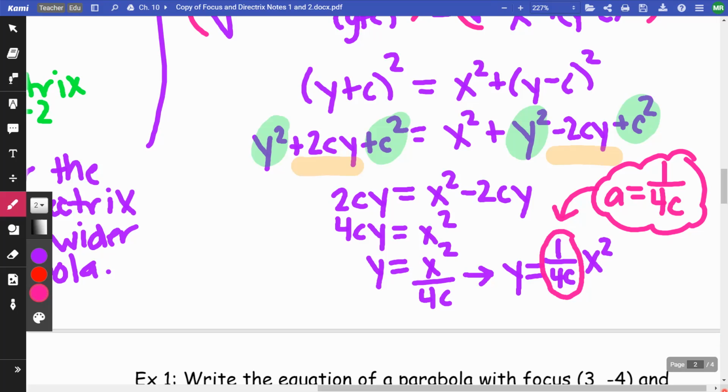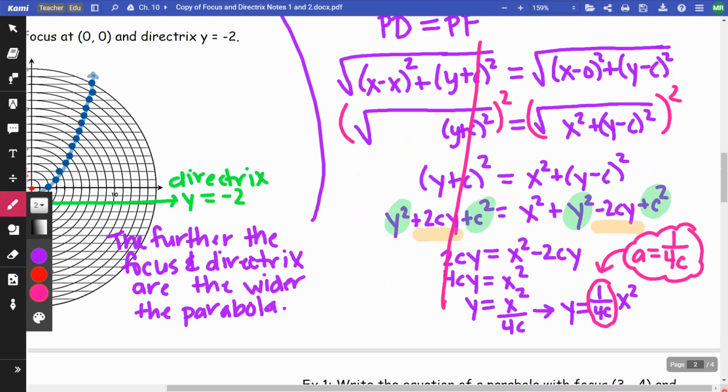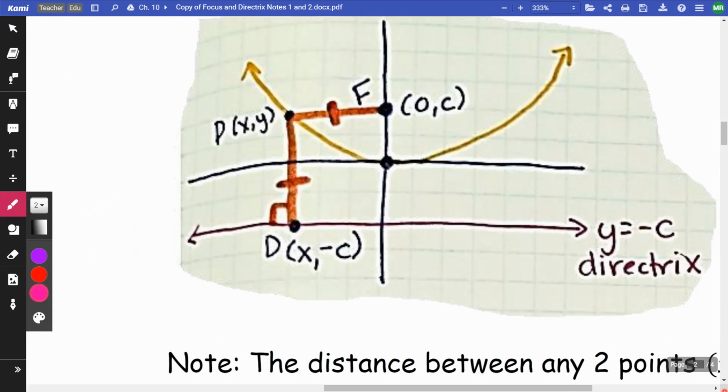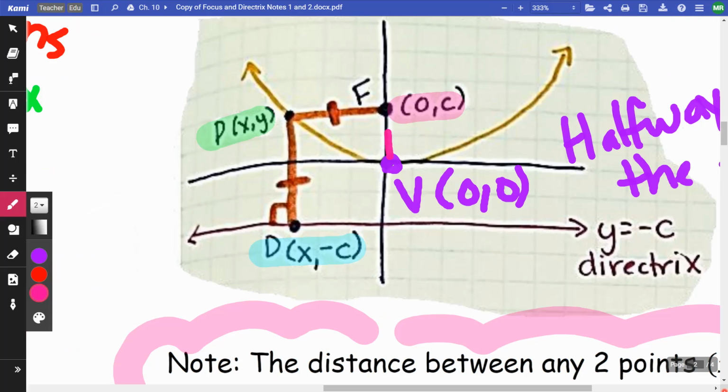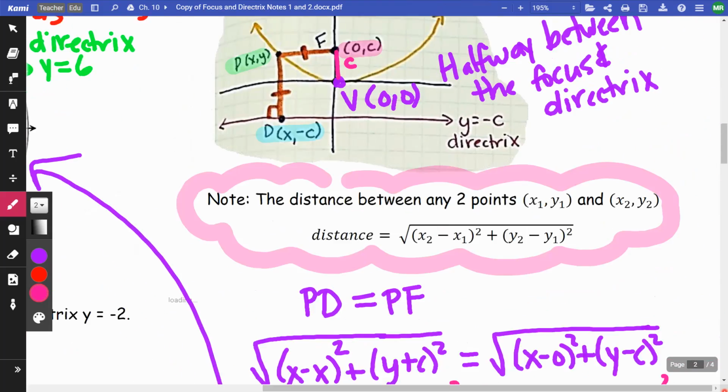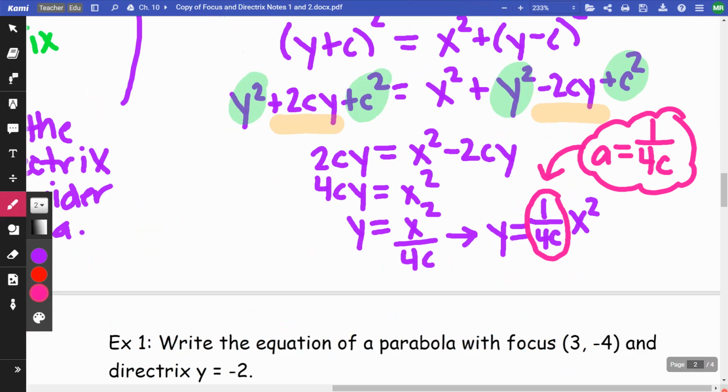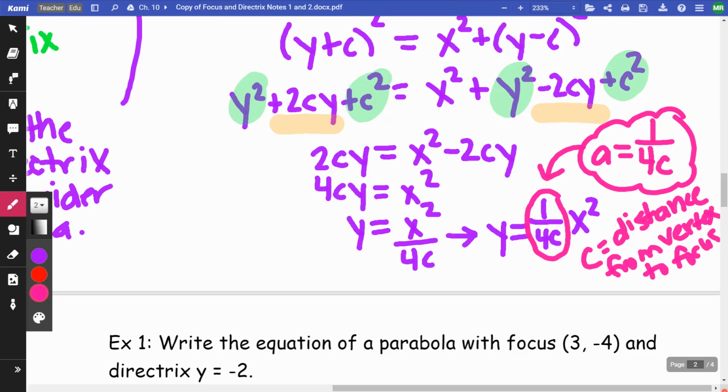If I go back to the picture for a second, the distance from my vertex to my focus is c units, because my vertex was at (0, 0), and I went c above it. So what c is going to be for us, this c is equal to the distance from vertex to focus. That's what it is.